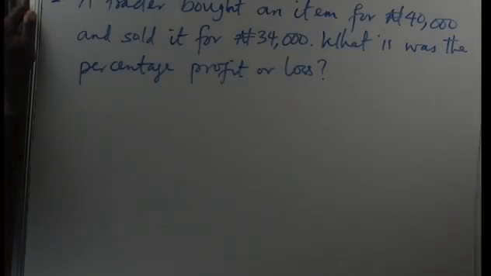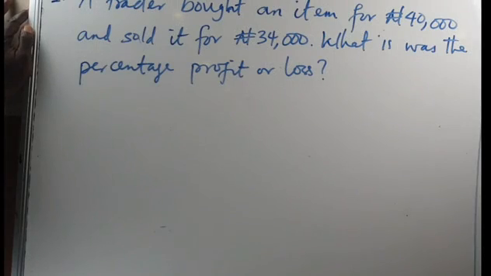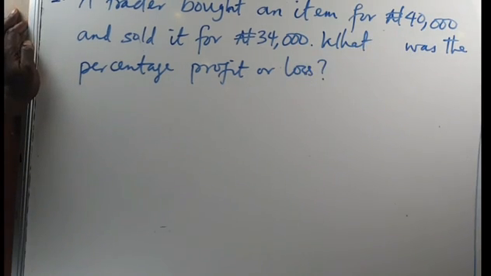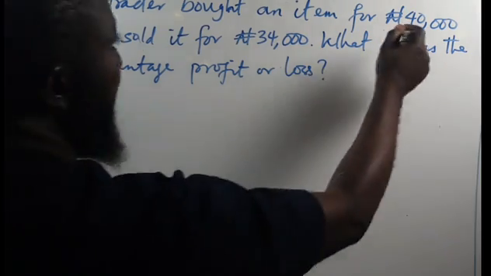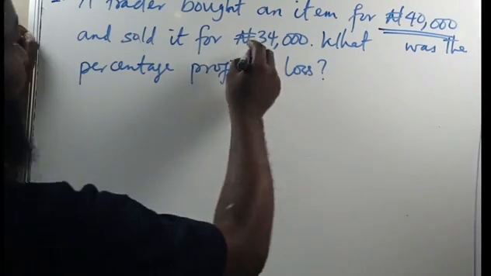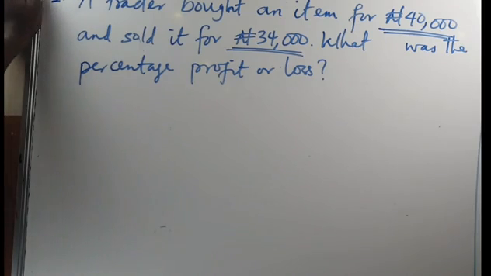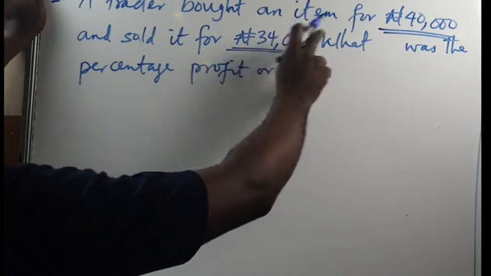All right, this is another question, which is on percentage profit or loss. Let's look at this. A trader bought an item for 40,000 naira and sold it for 34,000 naira. What was the percentage profit or loss? The first thing you need to determine is the profit or loss. If you buy something for 40,000 naira and you sell it for 34,000 naira, have you made a profit or loss? That is a loss because the selling price is less than the cost price.